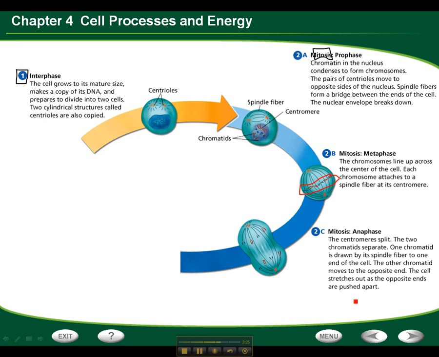The next part of mitosis is anaphase. In anaphase, the centromeres are split, which mainly means that the chromatids are pulled apart. The two chromatids separate and are pulled to opposite sides of the cell. You can kind of guess what's going to happen. It's slowly pulling itself apart.